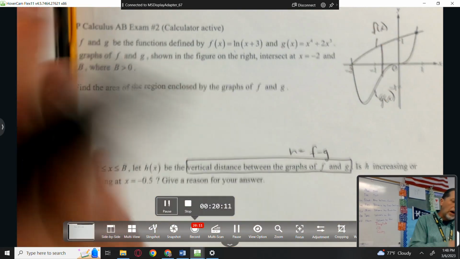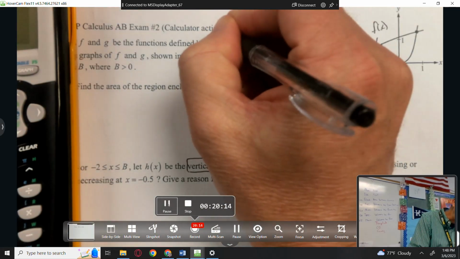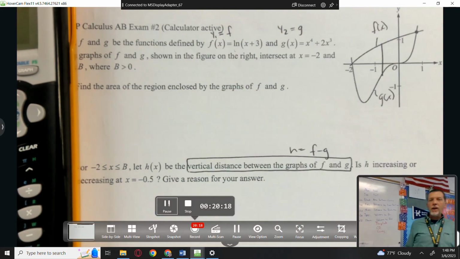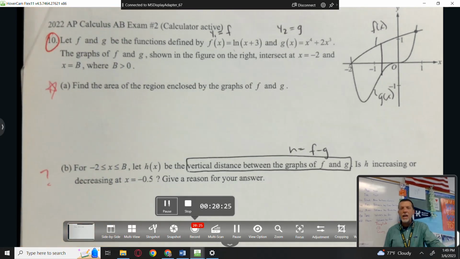I've got these in my calculator, so I'm even going to say y1 equals f and y2 equals g. That way if I mess up, it's not really messing up. If I inadvertently say y1 or y2 when I probably should say f or g, I'll still be okay because I've told the grader when I say y1, I'm talking about f.